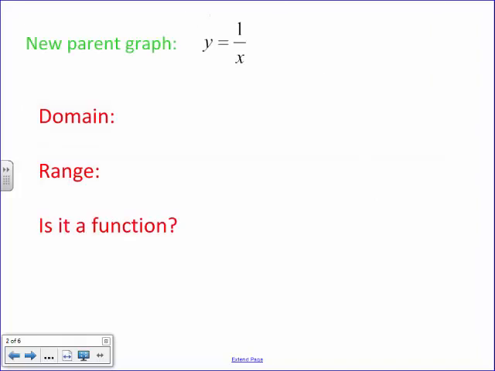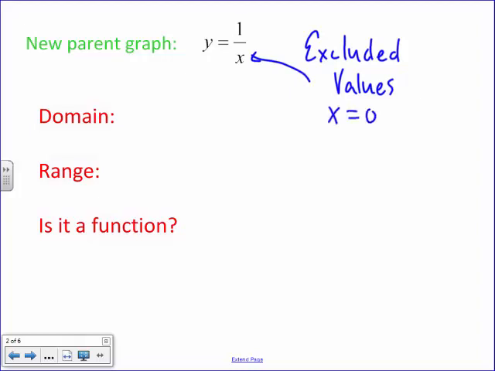Okay, so let's look into our new parent graph that we have. Our new parent graph is y equals 1 over x. And if I were to graph this, the one thing we have to be concerned with are any excluded values. These are going to be important. And if we remember, our excluded values in a rational expression are what make our denominator equal 0. So in this case, what values of x would make our denominator equal 0? Well, x equal to 0, right? So x cannot equal 0 for this graph.